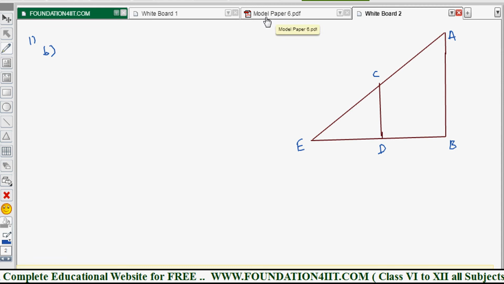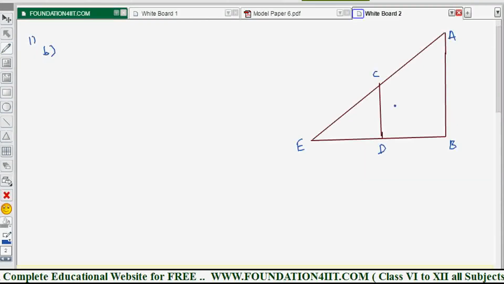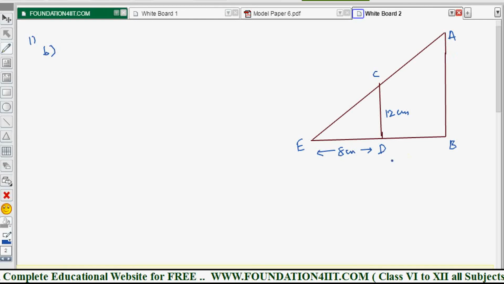Now according to the given data, the vertical stick is 12 centimeters long and casts a shadow of 8 centimeters long on the ground. This is the 12 centimeter vertical stick, which gives an 8 centimeter long shadow on the ground. And at the same time the tower casts a shadow 40 centimeters long on the ground. AB is the tower, so the tower's shadow is 40 centimeters, that is from E to B. This total is 40.